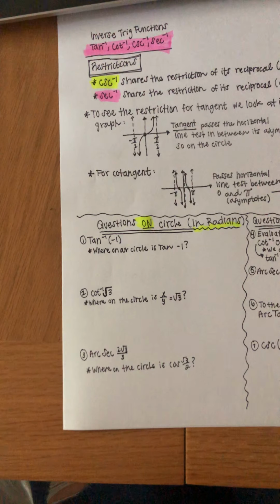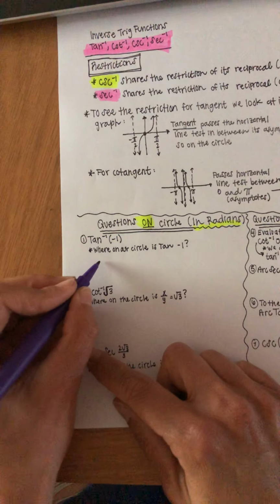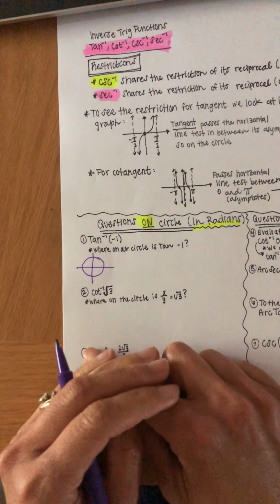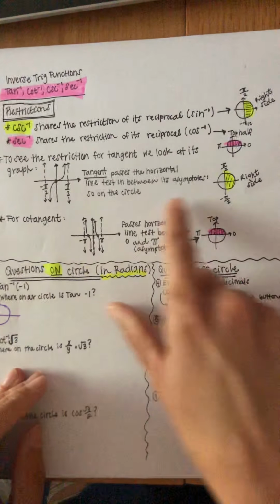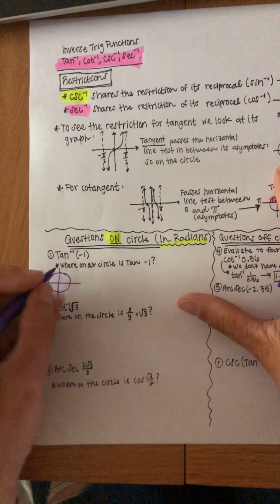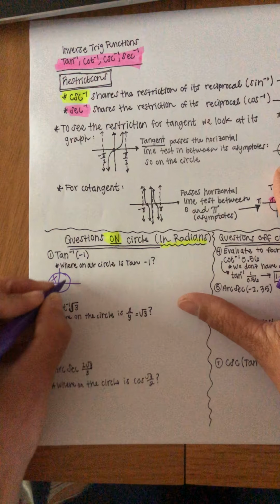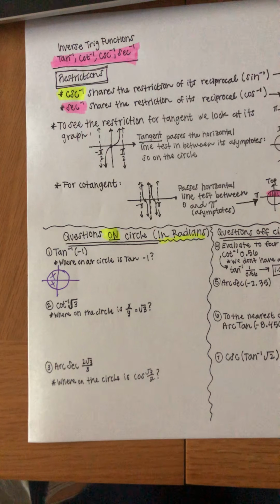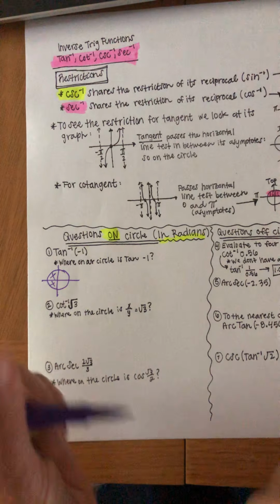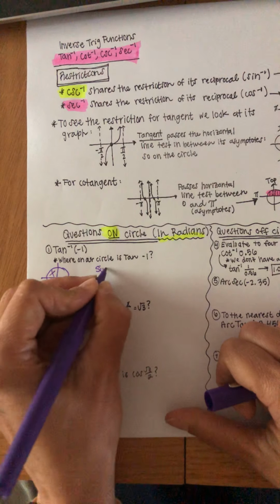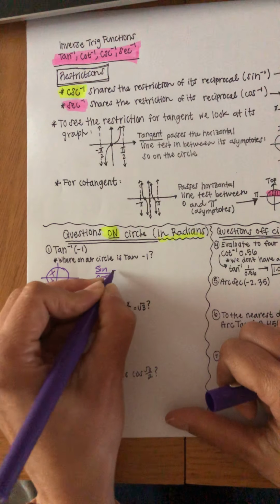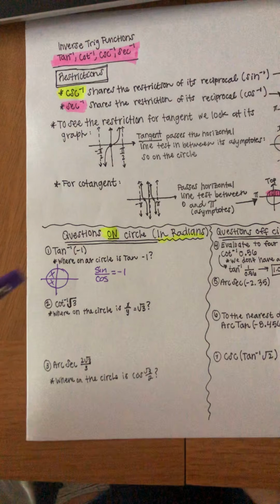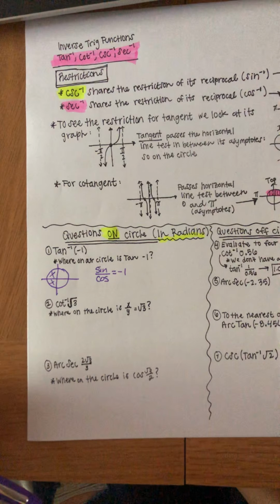First of all, we need to draw a little picture of our unit circle, just a little baby one, because remember, tangent is only on the right side of the graph. So it's only in these two quadrants, the first and the fourth. So where would tangent be negative? Remember, tangent is the same as sine over cosine. So basically, where would the y value divided by the x value equal -1?